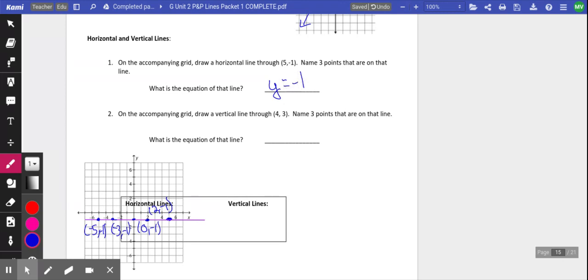So horizontal lines, which I'm going to write over here because that box moved, always have the equation y equals b, where b is the y-intercept.